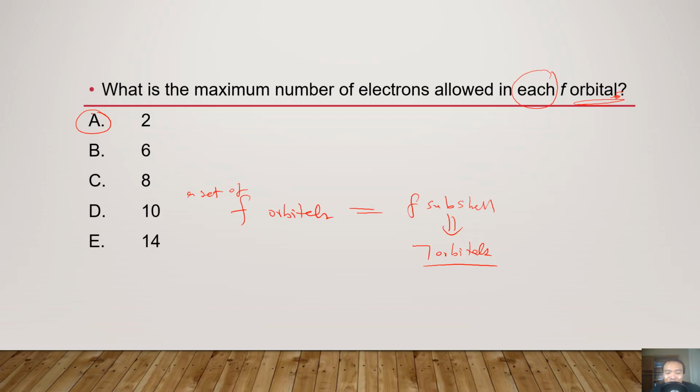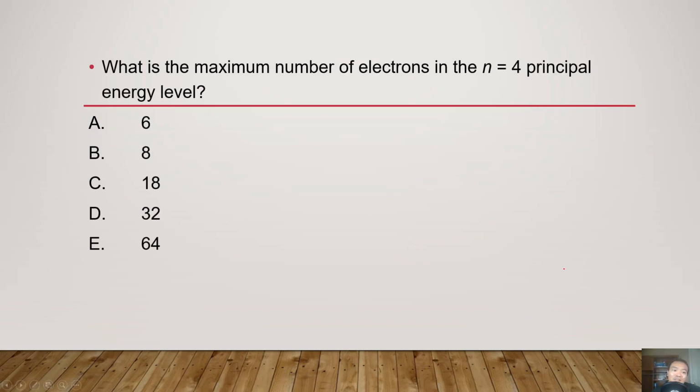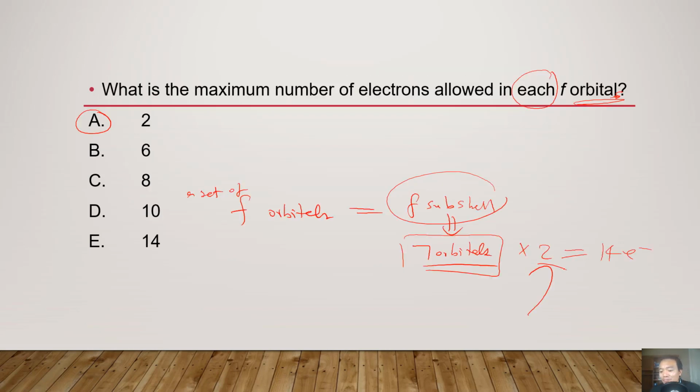But in the set of F orbitals, or in F subshell, which has 7 orbitals, you would be able to do 14 electrons in F subshell. But for each F orbital, you can only take 2 electrons, okay? So that's why 2 is the correct answer rather than 14. We need to understand the question.